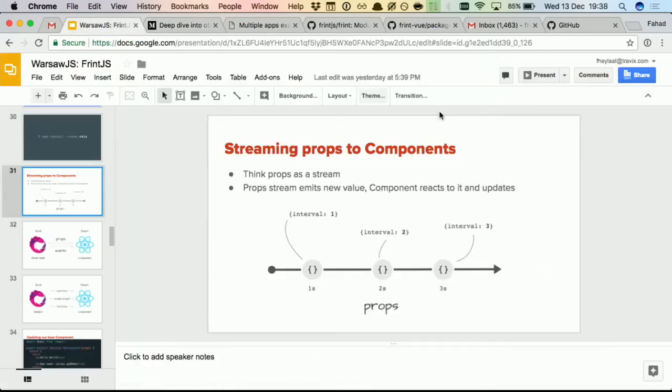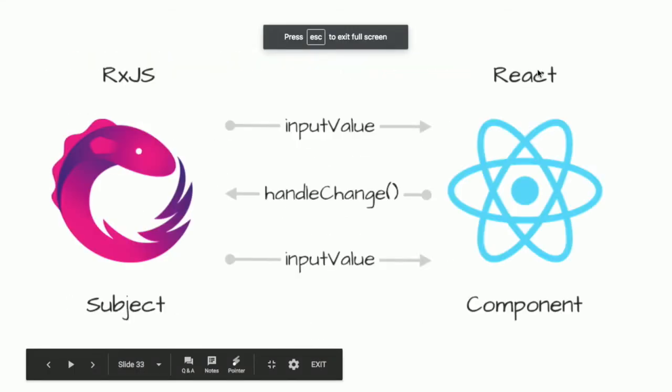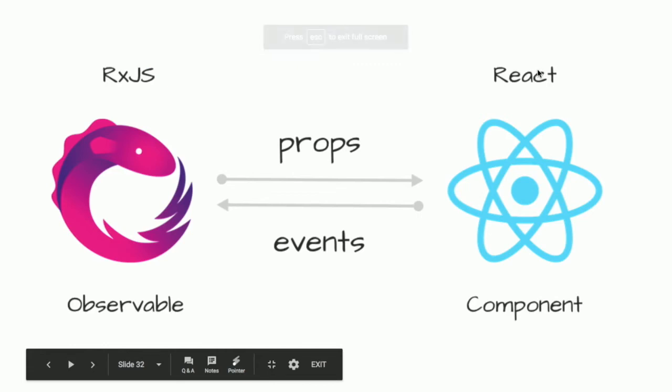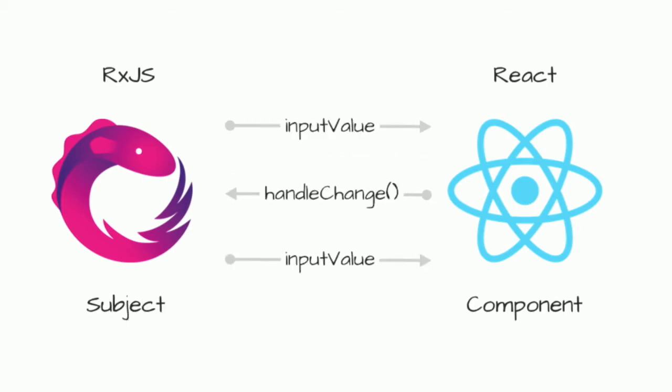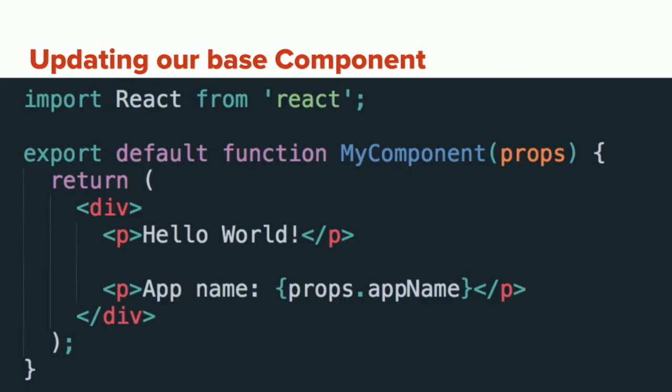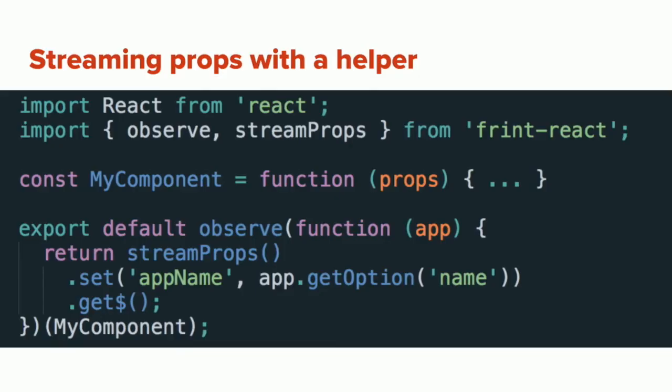Now I will go back to the slides. I was just drawing some diagrams: observables keep streaming props, and components can fire some events. And these are the subjects. This is a bit more complicated, so I'll skip it. And so this is streaming.